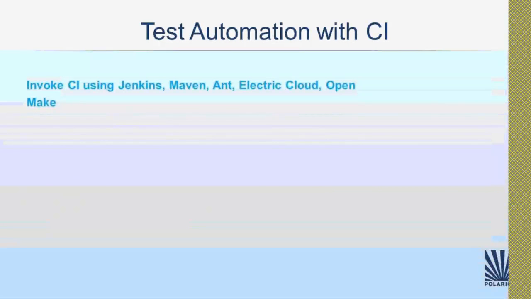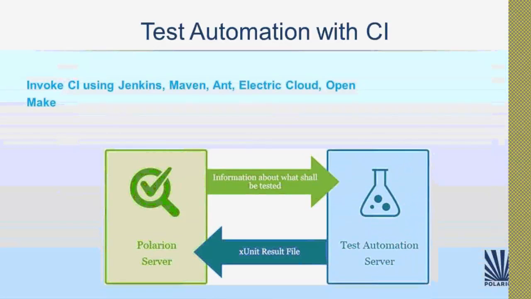So how does it work with test automation? Well, as I mentioned, there are two methods of doing integration with our Polarian QA solution. What it comes down to is that you would want to easily invoke a continuous integration engine such as Jenkins, Maven, Ant, etc., or some commercial ones as well, like Cloud OpenMake, that will launch the information that needs to be executed in your test automation server, then schedule capturing the results, and then XML executing the work results.